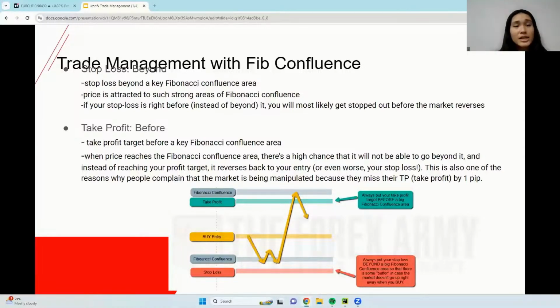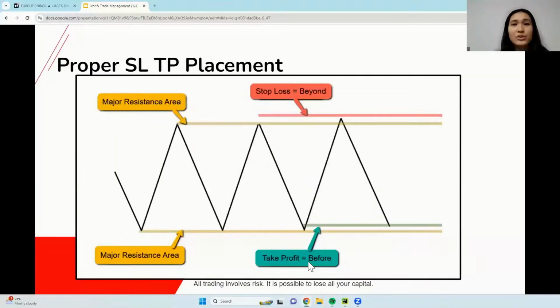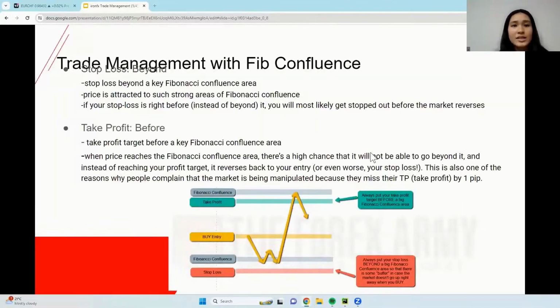Okay, next, let's look at take profit. So in this situation, you can see that our stop loss is placed below. Okay, our Fibonacci confluence in this case is a support level. So if we look at our previous example, our stop loss is at the swing highs, whereas our take profit is at the swing lows. Whereas if we look at this example here, it's flipped, just to show you guys what exactly you can expect.